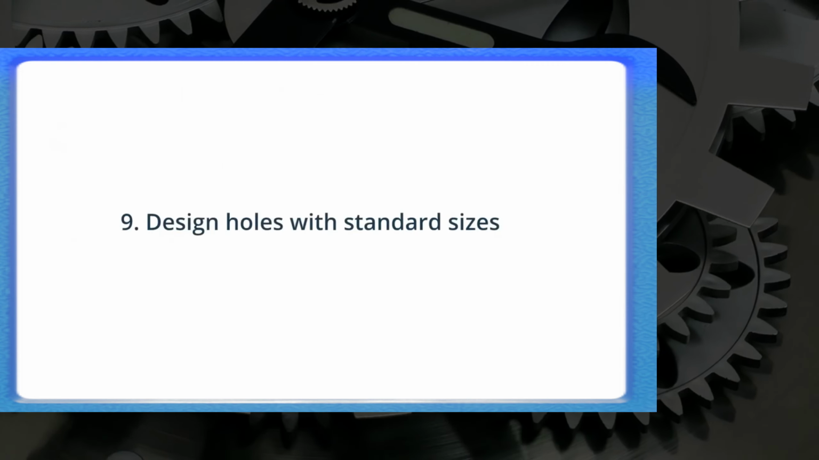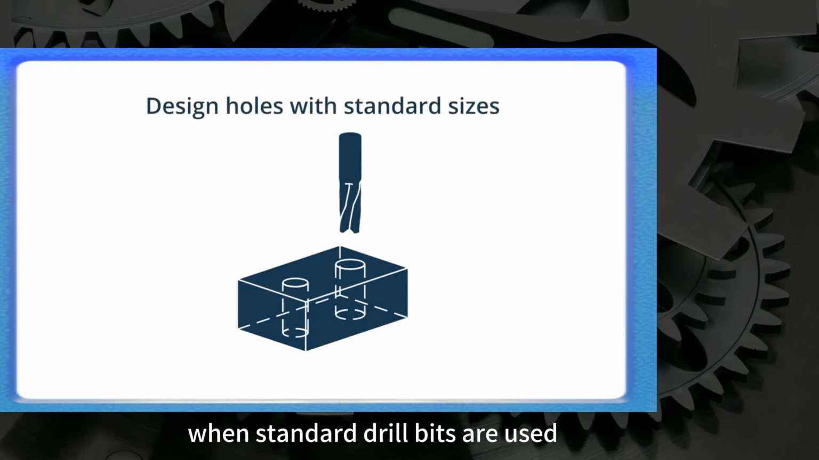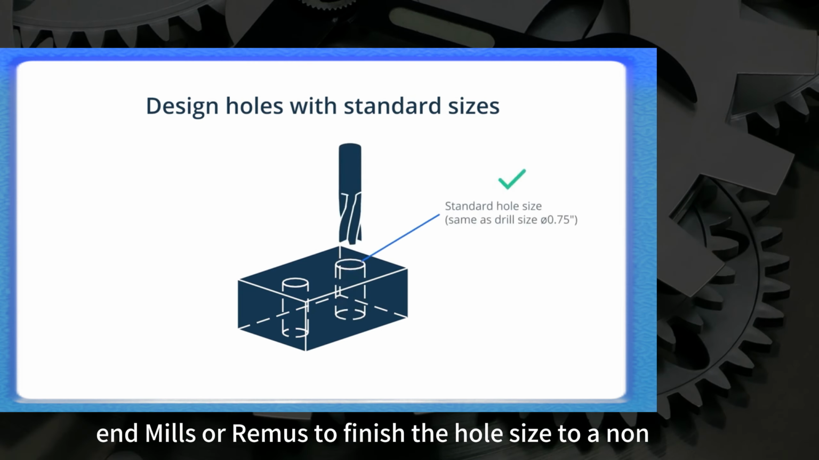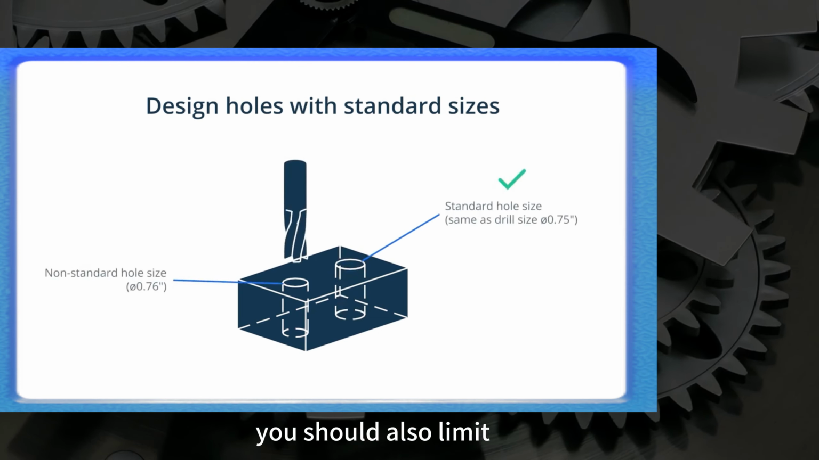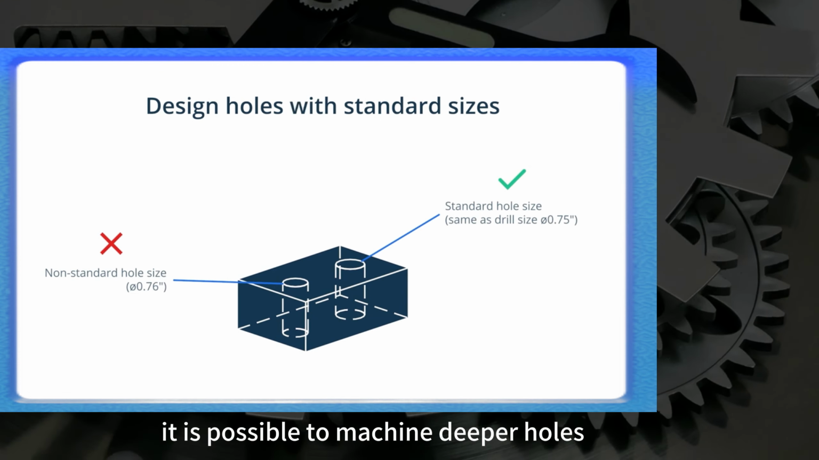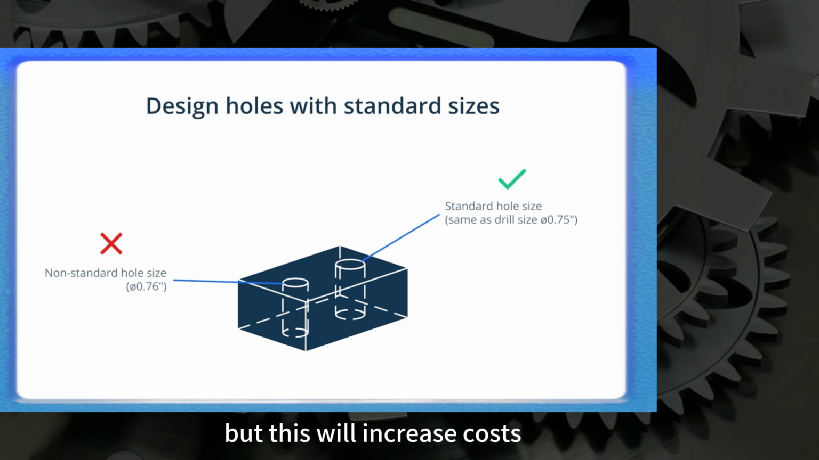9. Design holes with standard sizes. Holes are machined quickly and accurately when standard drill bits are used. This means you won't need end mills or reamers to finish the hole size to a non-standard dimension. You should also limit the depth of holes to 4 times the diameter. It is possible to machine deeper holes up to 10 times the diameter, but this will increase costs.